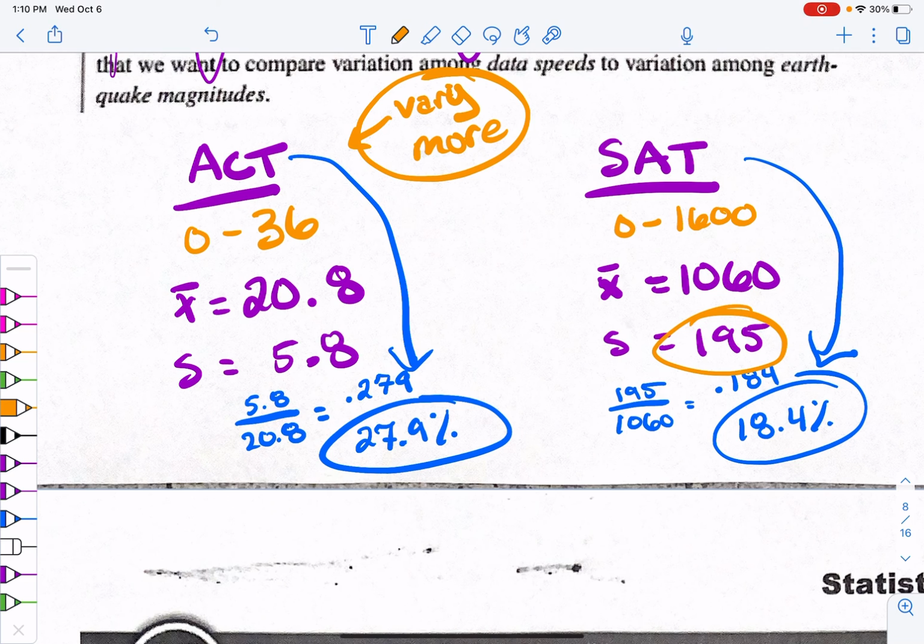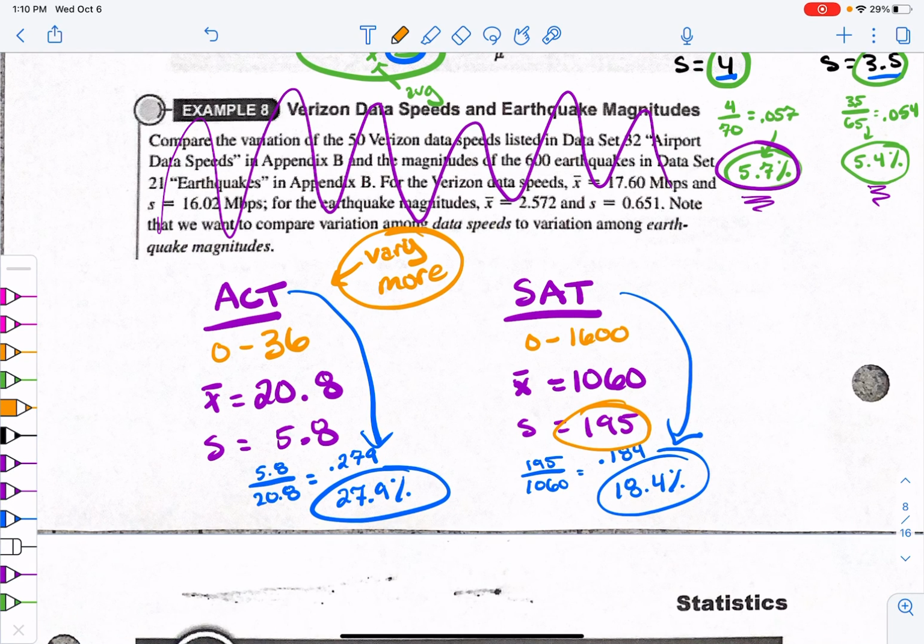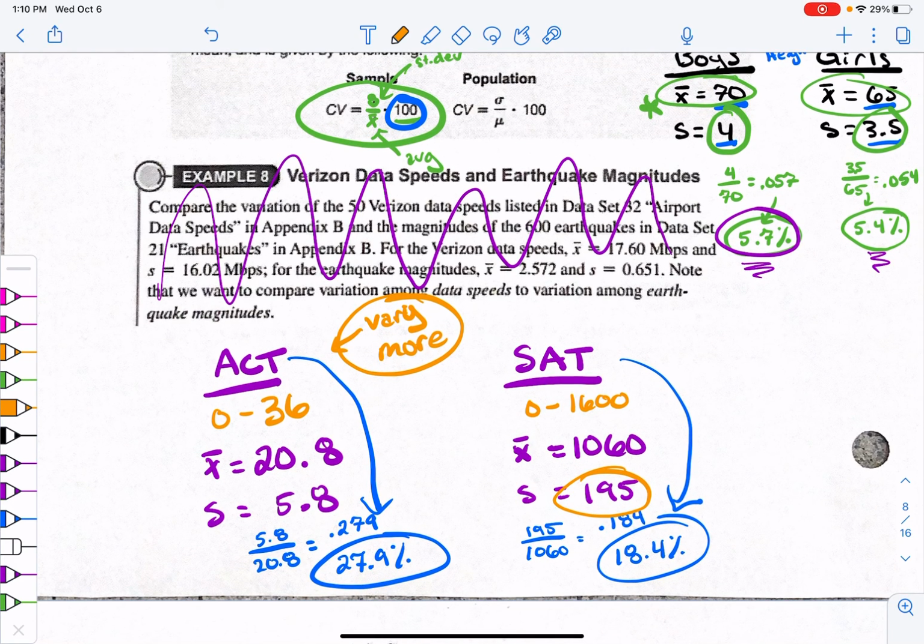So the ACT is kind of a wider range of scores versus the SAT, where people are more consistently scoring around that average range. I hope that made sense a little bit to you, but the coefficient of variation is how you can compare those two things when they are on different scales.